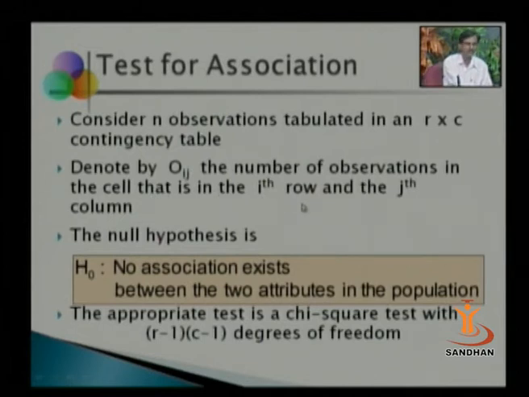In this case our hypothesis is slightly different because we want to test association or independence. So the null hypothesis is that no association exists between the two attributes in the population. For this type of hypothesis testing problem, the test statistic is chi-square with R minus 1 into C minus 1 degrees of freedom.